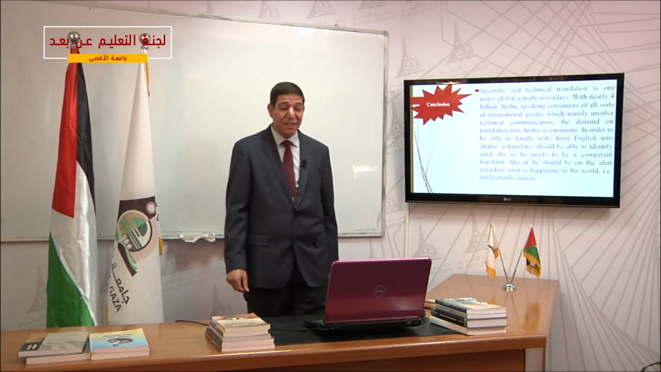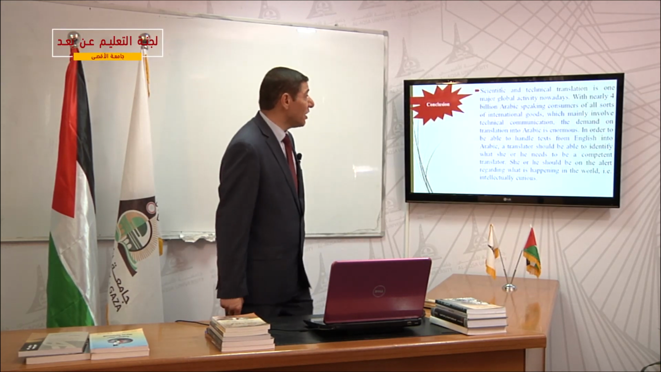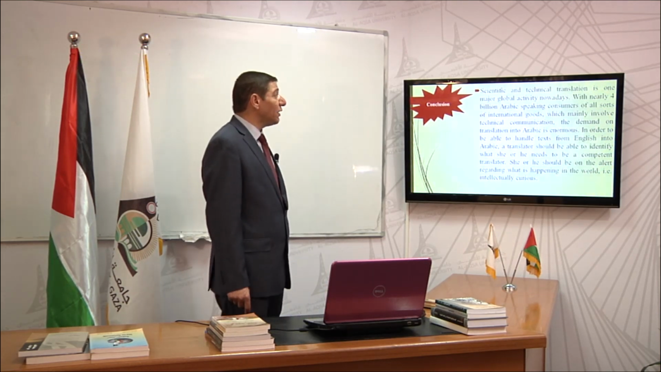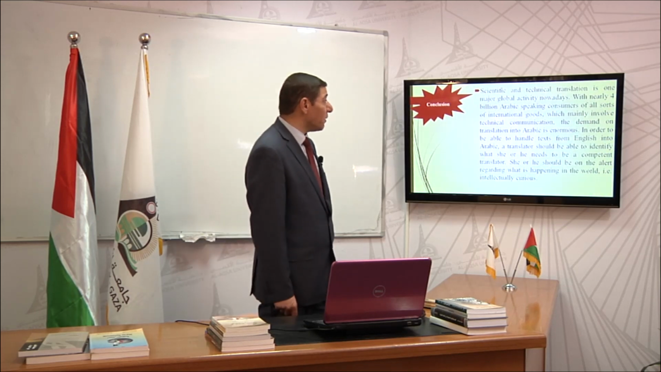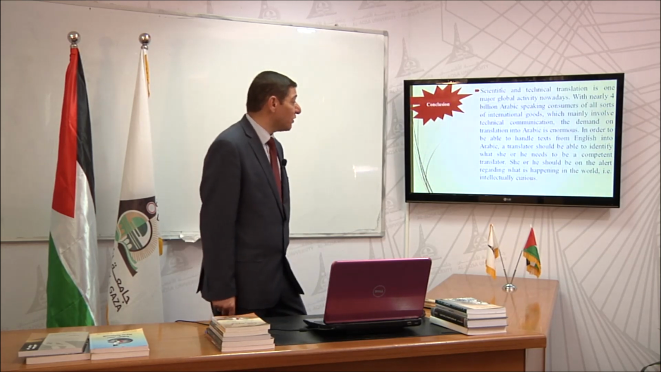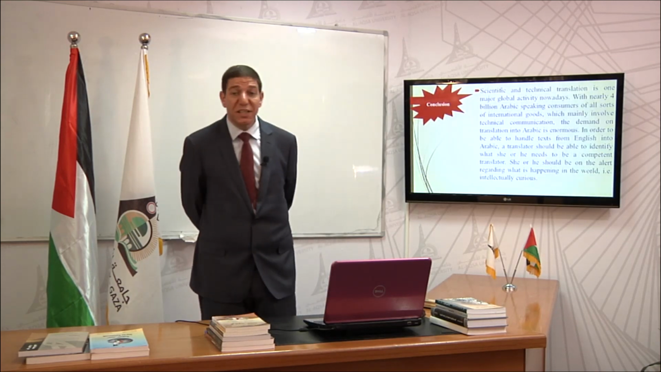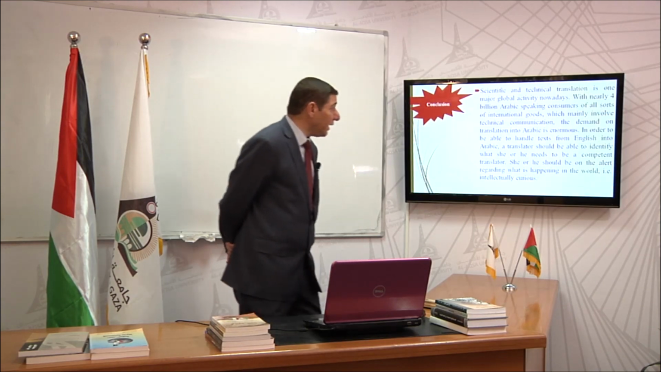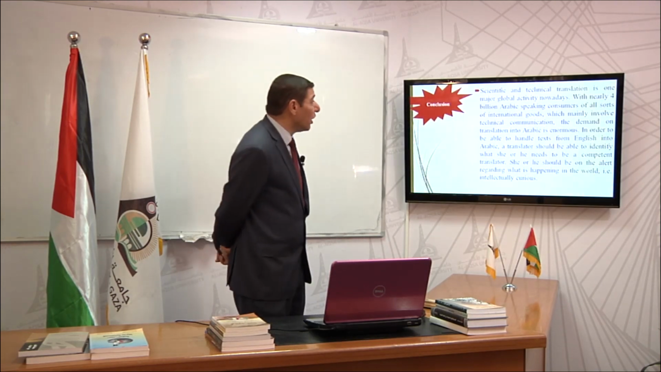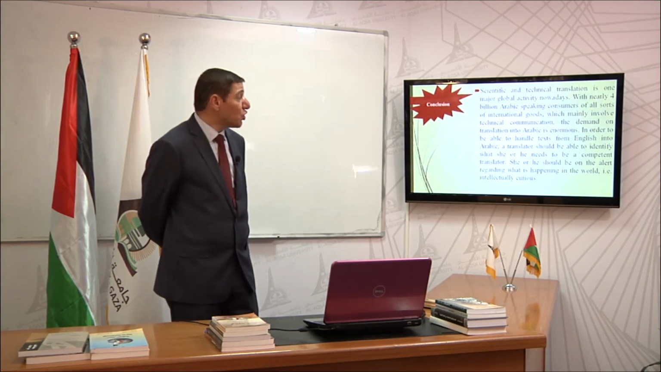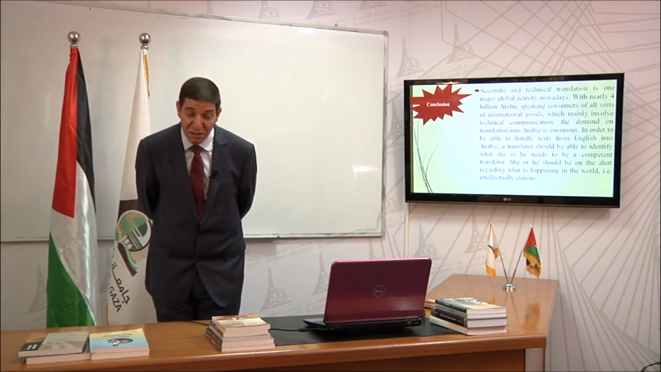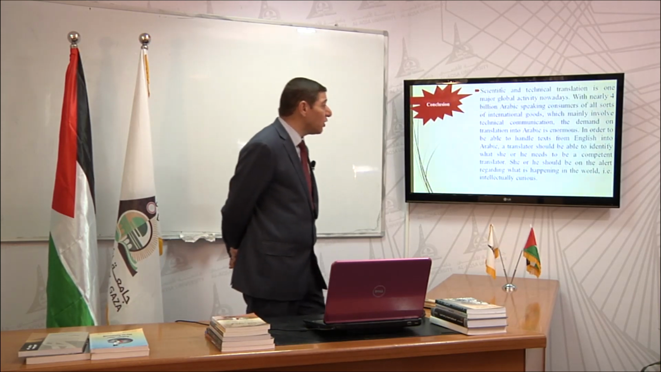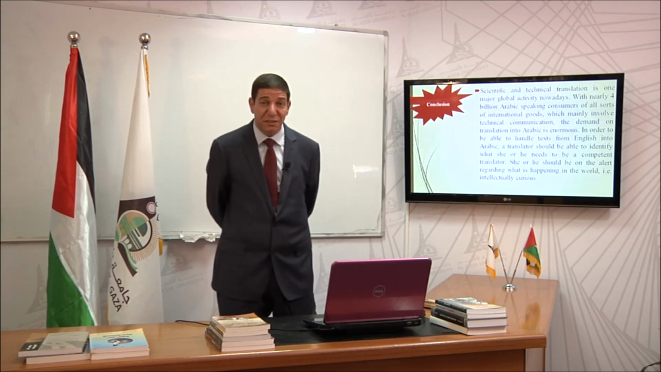My conclusion is that scientific and technical translation is one major global activity nowadays, with nearly 400 billion Arabic-speaking consumers of all sorts of international goods, which mainly involve technical communication. The demand on translation into Arabic is enormous. In order to be able to handle text from English into Arabic, a translator should be able to identify. Identifying is very, very important. Identify what she or he needs to be competent in order to be a competent translator.